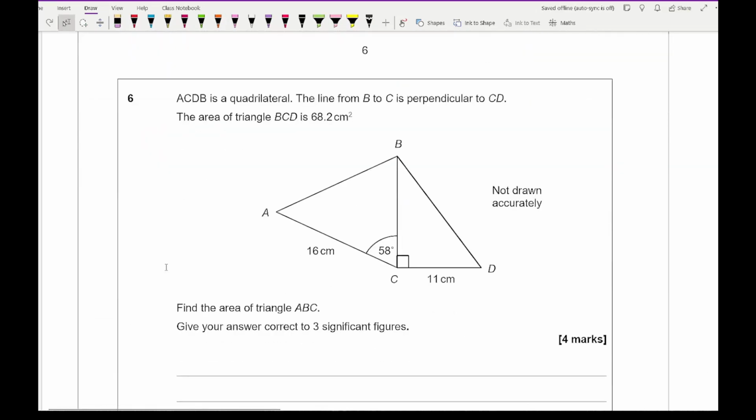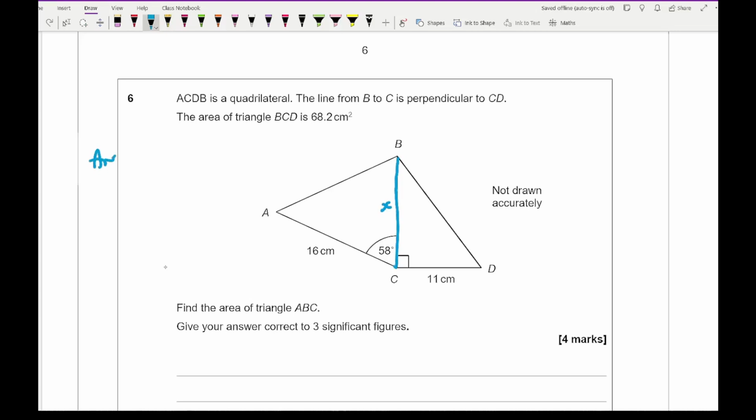Moving on to question 6, it says ACDB is a quadrilateral. The line from B to C is perpendicular to CD. The area of the triangle BCD is 68.2. Find the area of the triangle ABC. Give your answer correct to 3 significant figures. Now, to work out the area of the triangle ABC, I need to know what this side here is going to be. So let me start by calling that x.